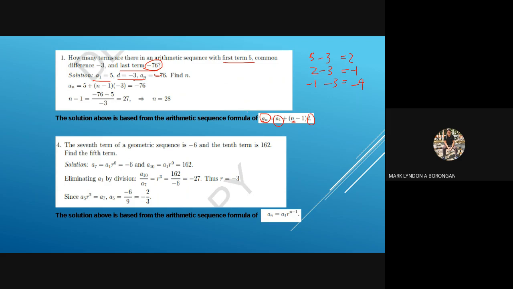So, all you have to do is to use this formula and then substitute the given values. So, pag substitute mo sa given values, ana, imong a sub 1 ani will be 5, imong D will be -3, tapos ang imong n minus 1, as is lang imong n minus 1, kay it is in the formula lang man, so as is lang n minus 1.